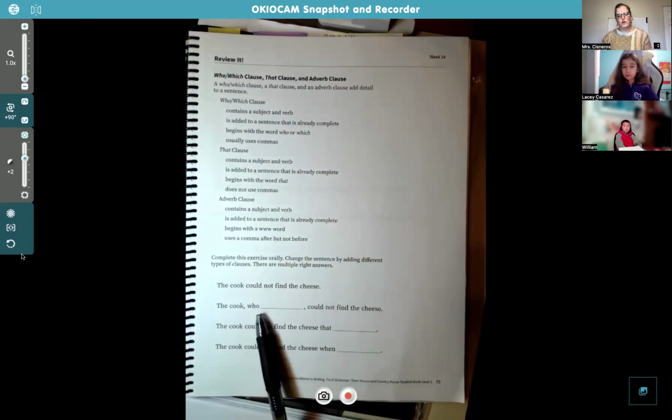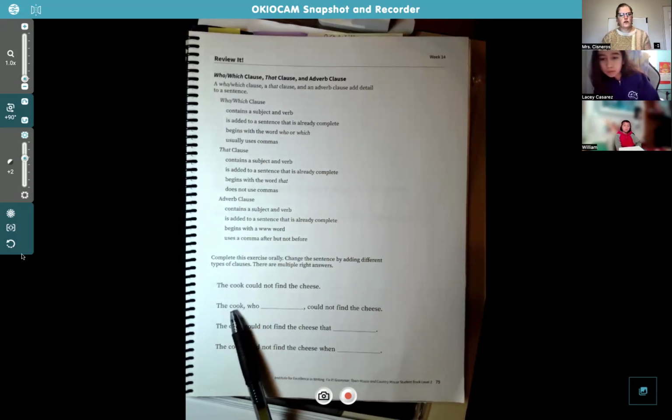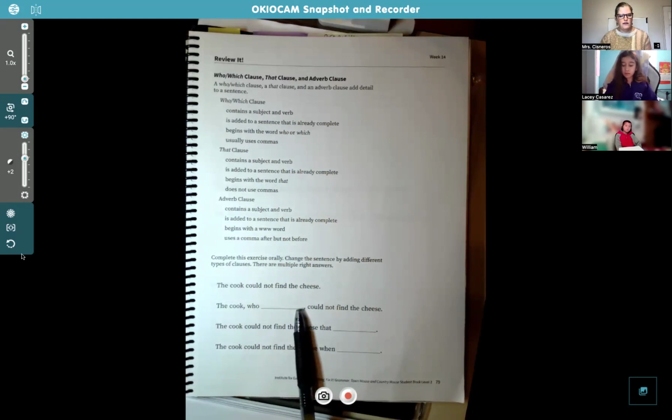The first one is going to be a who clause right here. So it says the cook who blank could not find the cheese. Do either of you have an idea of what we could put in the blank here? The cook who blank could not find the cheese. Lacey, what do you think? The cook who sadly could not find the cheese. Who sadly, is that what you said?